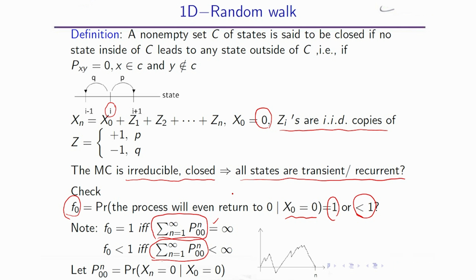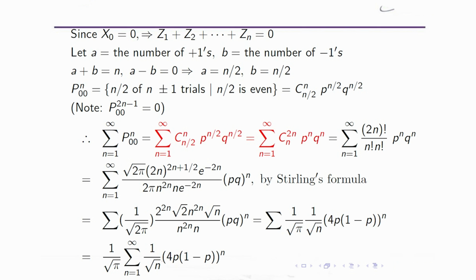So if we want to check whether f0 is 1 or less than 1, we just need to check this quantity. P00n is: we start from 0, and what is the probability that after n steps we return to 0? That is Xn equal to 0. Now, if we start from 0 and want to return to 0, that means Z1 plus Z2 up to Zn must be 0. If we let A represent the number of positive 1s and B represent the number of negative 1s, then A plus B must be n, and A minus B must be 0. So we only have one possibility, which is A equal to n over 2 and B equal to n over 2.